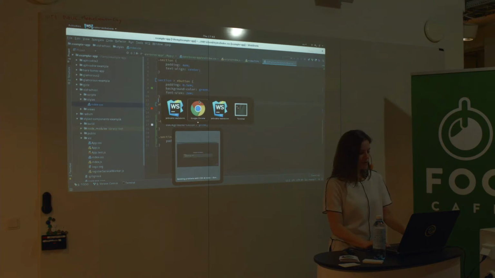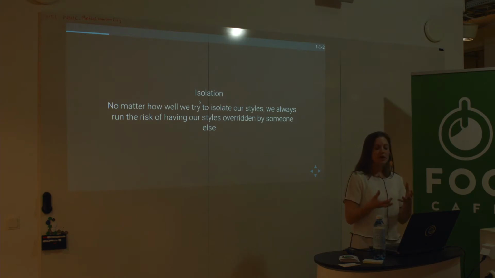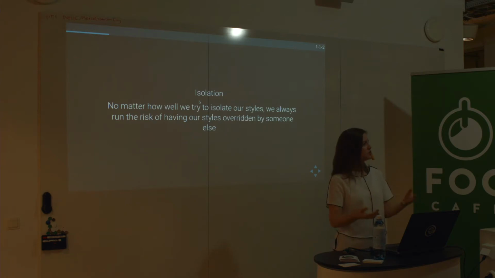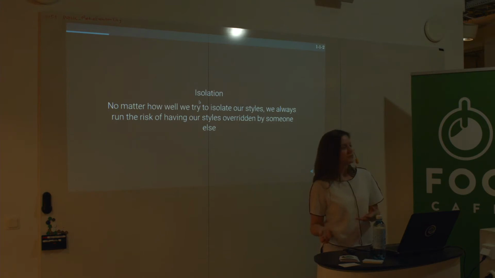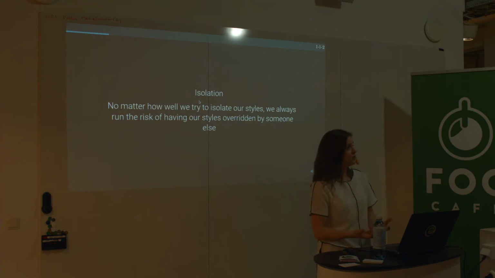This ties into one of the other problems that we might face, which is isolation. So no matter how well we try to isolate our styles, and there are several methodologies and conventions you can use to do this, we're always at the risk of someone else overriding our styles. Now there's OOCSS by Nicole Sullivan and BEM by Yandex, which are naming conventions that you can use to kind of enforce a local scope in your CSS styles. But this is a convention, so it's not enforced in any way. It is something that you agree upon and that you try to follow.